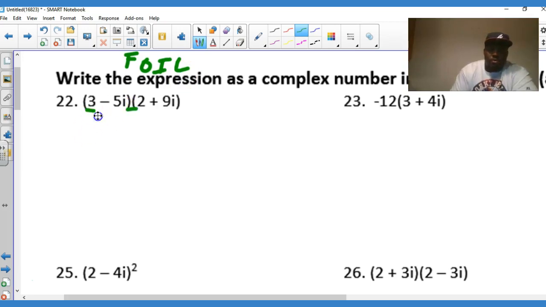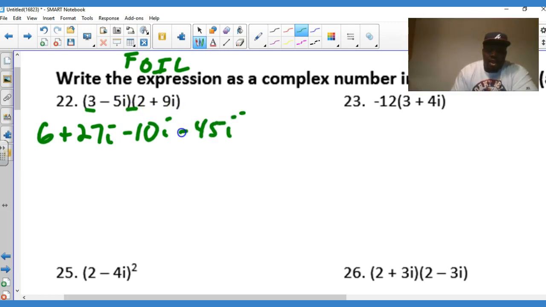So we got 3 times 2, that's 6. Then 3 times 9i, that's going to be positive 27i. Then we have negative 5i times 2, that's negative 10i. And then negative 5i times the positive 9i, that's negative 45i squared, because i times i is i squared.